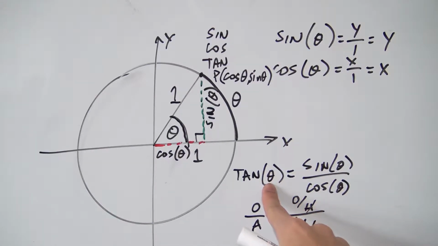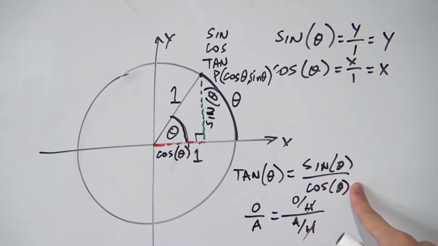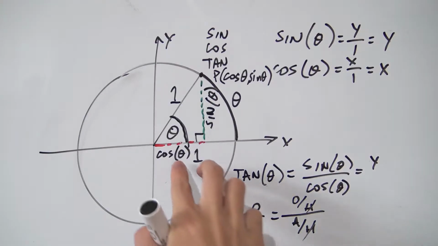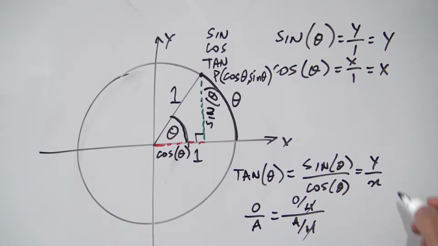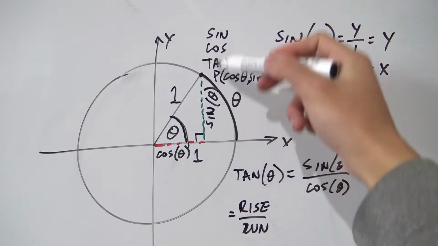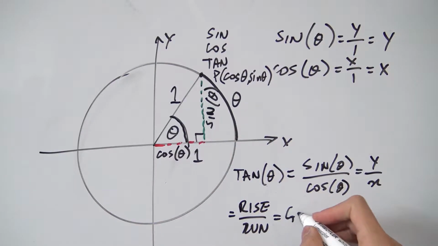So if the tangent of some angle is the sine of that angle over cosine of that angle, remember before that we can kind of think about sine as being the y value and cosine as being just the x value. And you see we have y over x right here, and that's kind of like rise over run, because y is the rise, x is the run, and you see rise over run, that's pretty much the gradient.